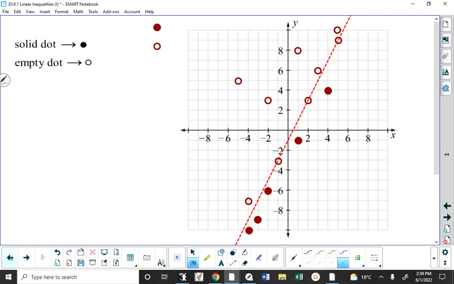So let me write down the inequality here. 2x minus y is less than 1. Can you tell me what that inequality you think would be if we drew a solid line? Miles?